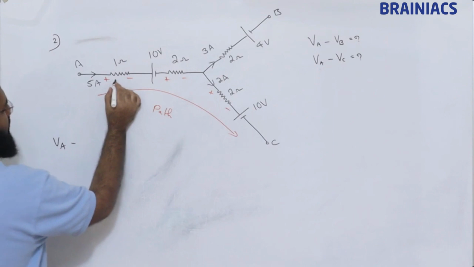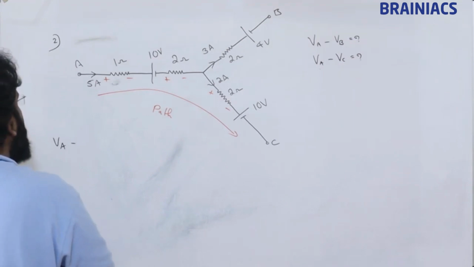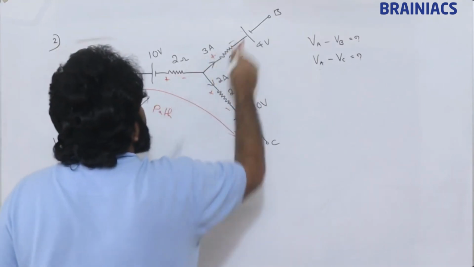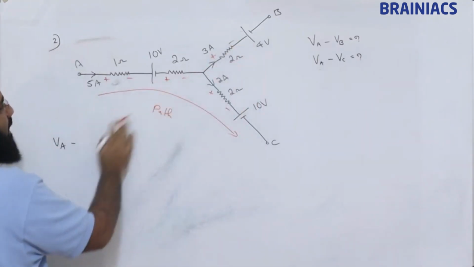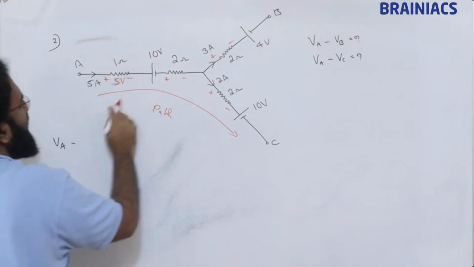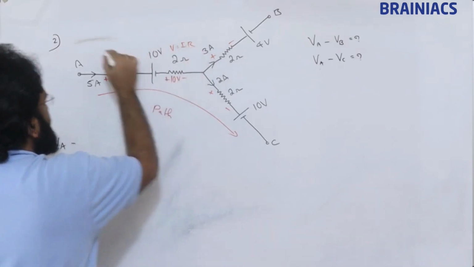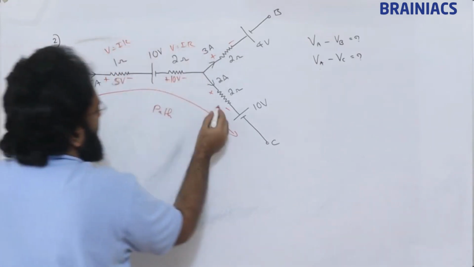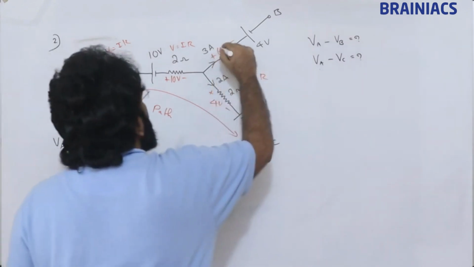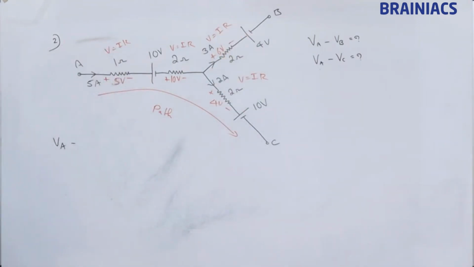VA minus, this is going to be 5 volt. See, the question is in black ink. I am writing the extra markings in red just so that we do not get confused between the question data and our application. So this is going to be 5 volt. This is going to be 10 volt, 5 into 2. V is equal to IR. Here this is 4 volt. V is equal to IR. Here this is going to be 6 volt. V is equal to IR. Clear? So every data is clear, I hope.